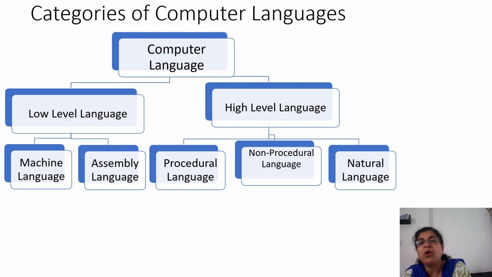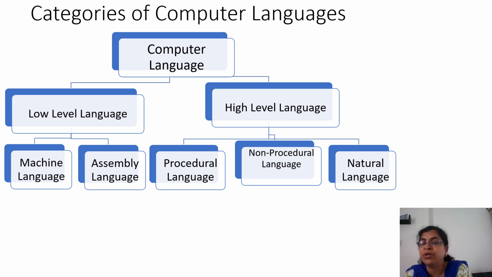Computer languages are broadly divided into two categories: low level languages and high level languages. Low level languages: machine language and assembly language. Machine language, as I told, uses only binary digits. In assembly language, mnemonic codes are used, which again get converted into machine language by the assembler, a separate program.